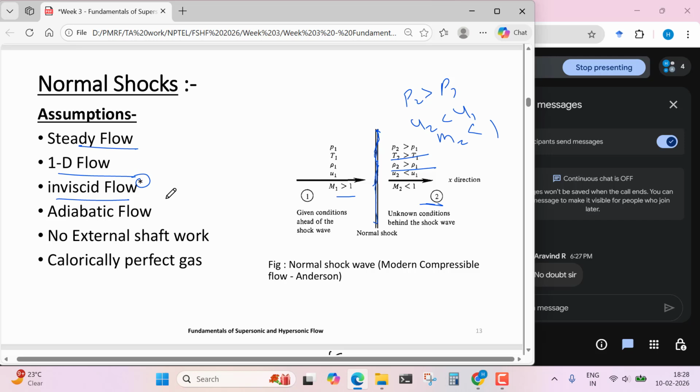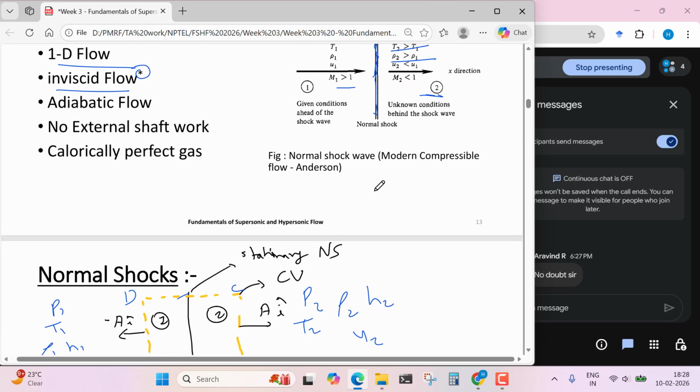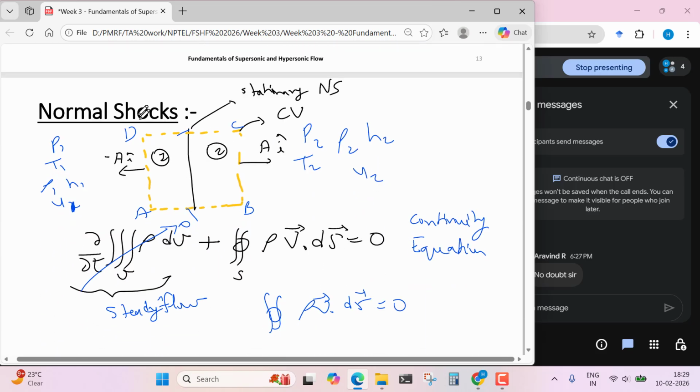So we know the condition of the upstream, and it is given by 1. The downstream condition is given by 2. The Mach number in the upstream is greater than 1. So let's say we have one shock wave. We will take one control volume ABCD, and this region is state 1, this region is state 2. State 1 has properties P1, T1, ρ1, U1, H1, and state 2 has properties P2, U2, ρ2, T2, H2.